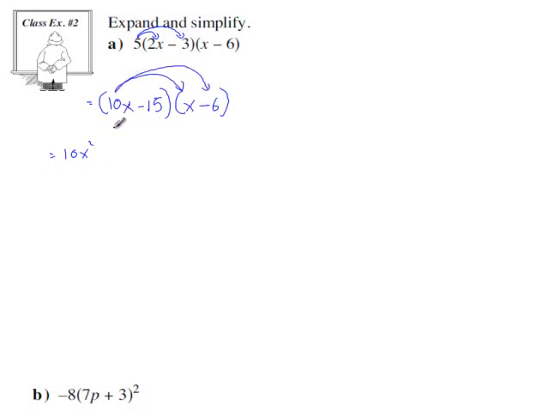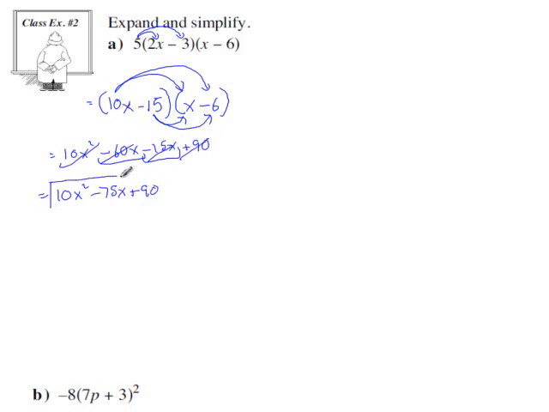10x times negative 6 is negative 60x. Negative 15 times positive x is negative 15x. And negative 15 times negative 6 is positive 90. Your last step will be to combine like terms. So I have 10x squared. Your x terms are negative 60x and negative 15x. So negative 60 minus 15 is negative 75x. And you have a plus 90. There's your final answer.